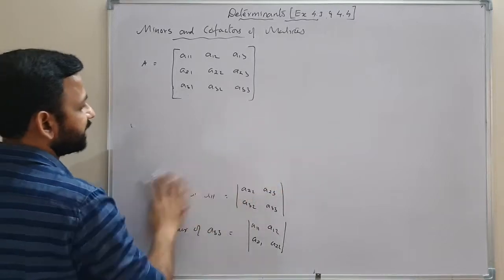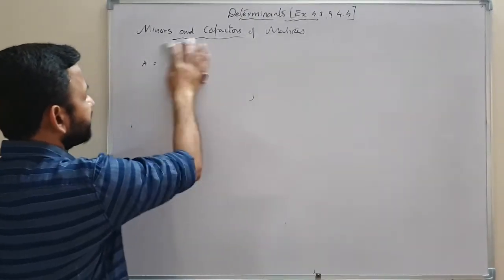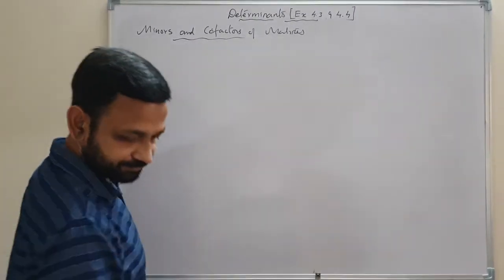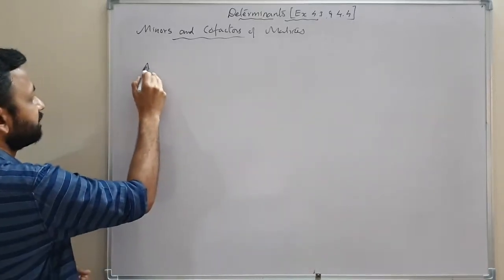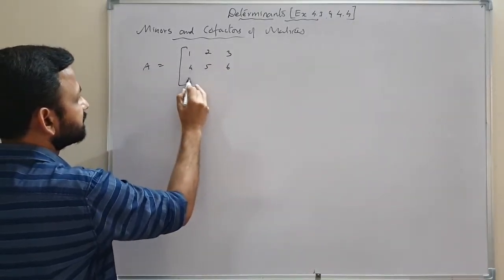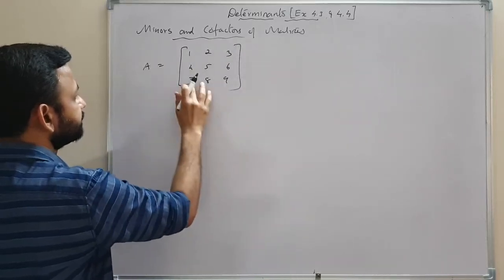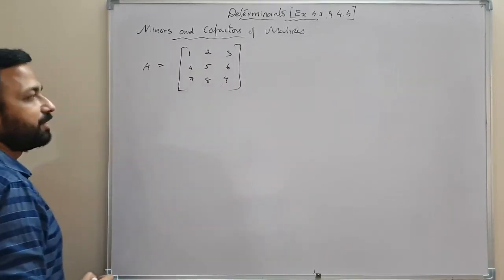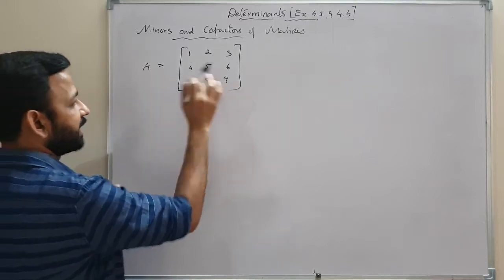Now we are going to find the minor and cofactor of some matrices. A is a matrix 1, 2, 3, 4, 5, 6, 7, 8, 9. So we are going to find the cofactor of 9.